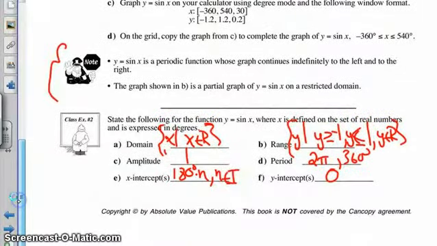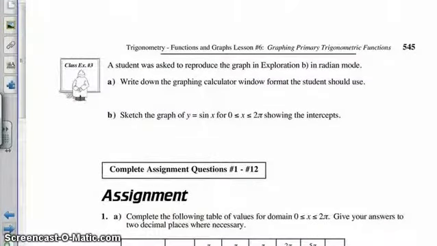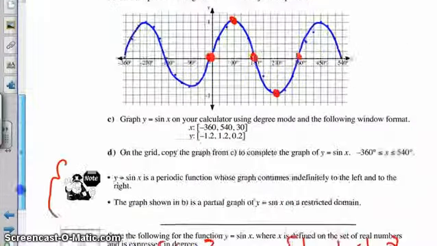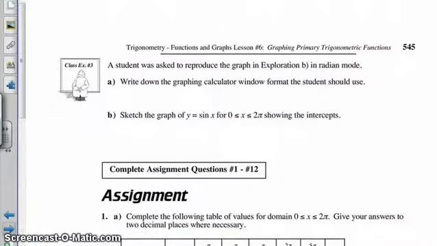Your job in the next two examples is to complete the assignment and draw the graphs for cosine and sine. Good job.